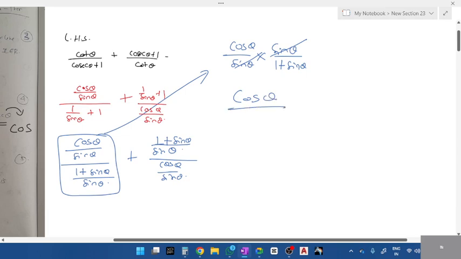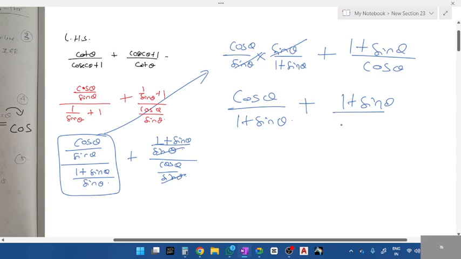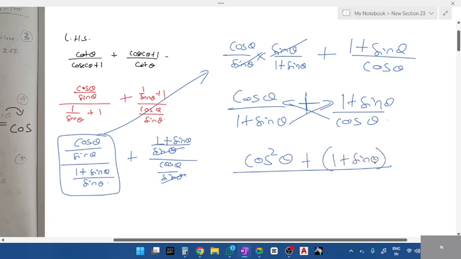What do you get? Cos theta by 1 plus sin theta. And here, when you cancel out, you get 1 by cos theta, right? Plus 1 plus sin theta. See, anyway, both are the same. So it has to be the opposite, cos theta. Now, still we have sin theta, cos theta. We're not able to figure out what has to be done. There is a plus, again, in between. Take LCM. Both the denominators are different, so cross multiply. What is cos into cos? Yes, very good.